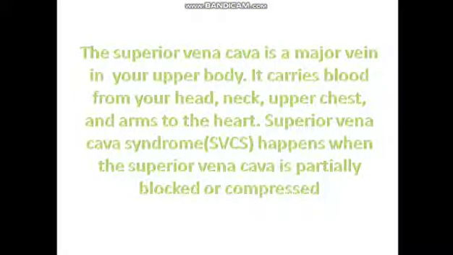The superior vena cava is a major vein in your upper body. It carries blood from your head, neck, upper chest, and arms to the heart. Superior vena cava syndrome (SVCS) happens when the superior vena cava is partially blocked or compressed.